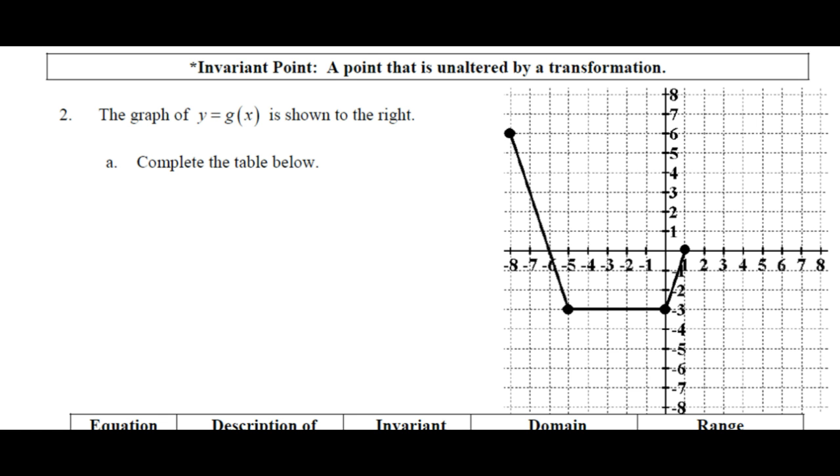Invariant point, a point that is unaltered by a transformation. The graph of y equals g of x is shown to the right. This is not graphable, right? Therefore, it's just g of x. Here's some function g of x, and here's a nice little drawing of it. Complete the table below.